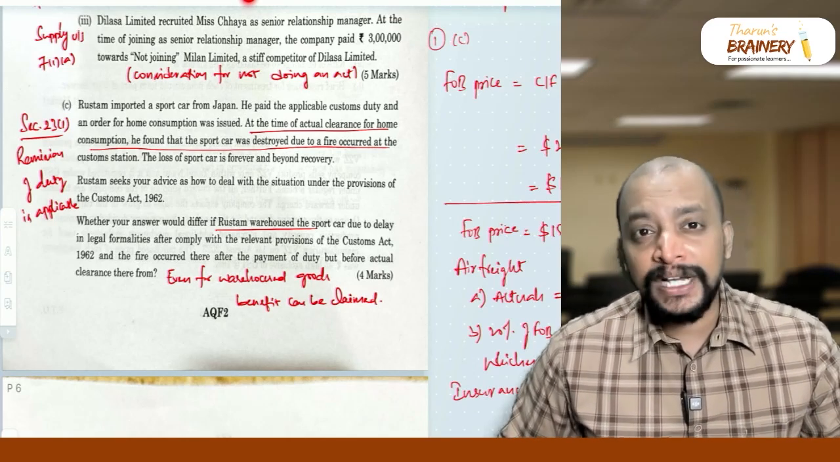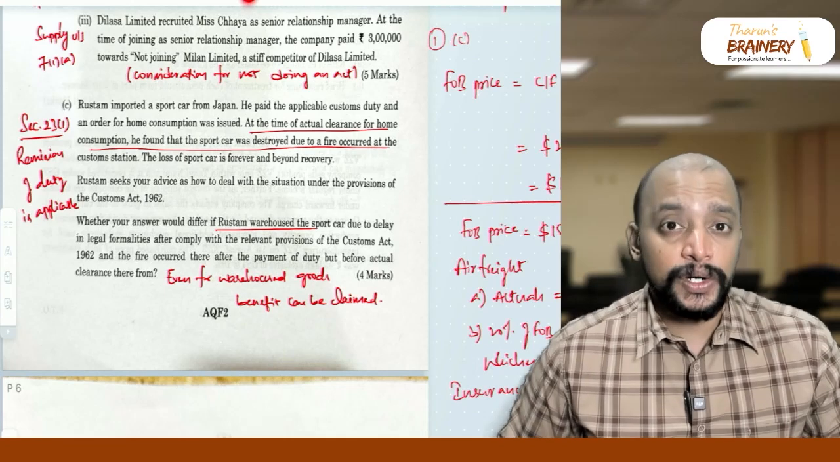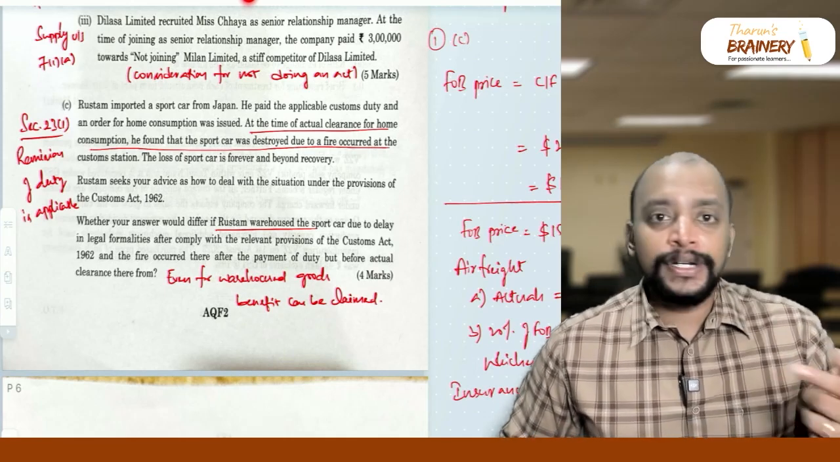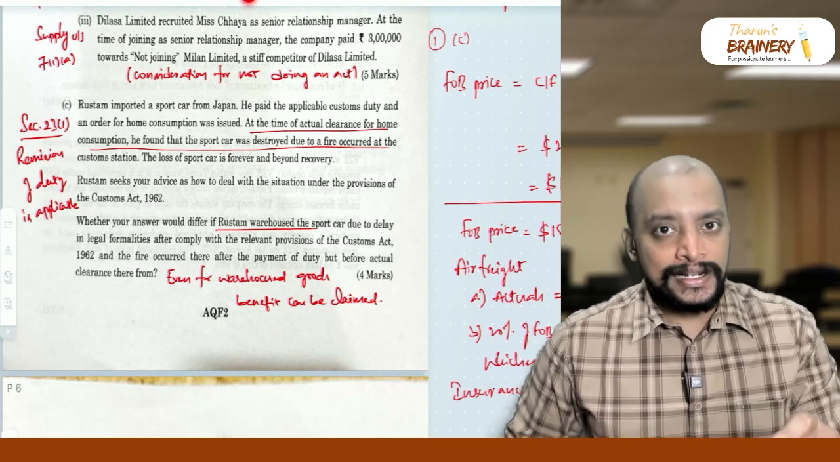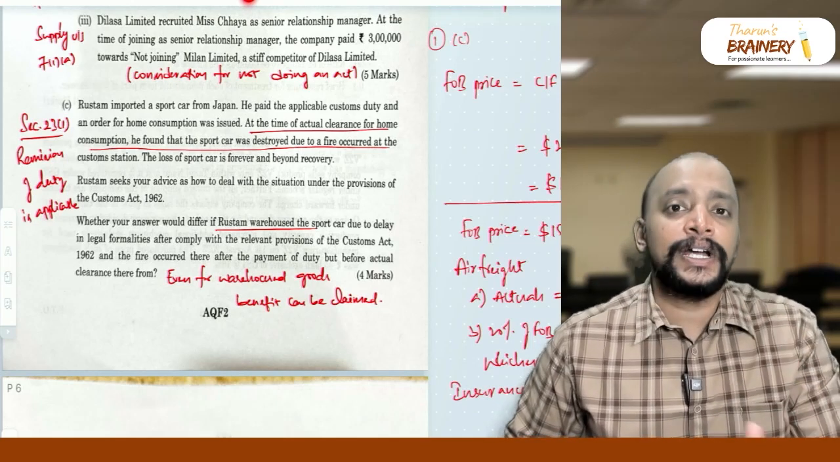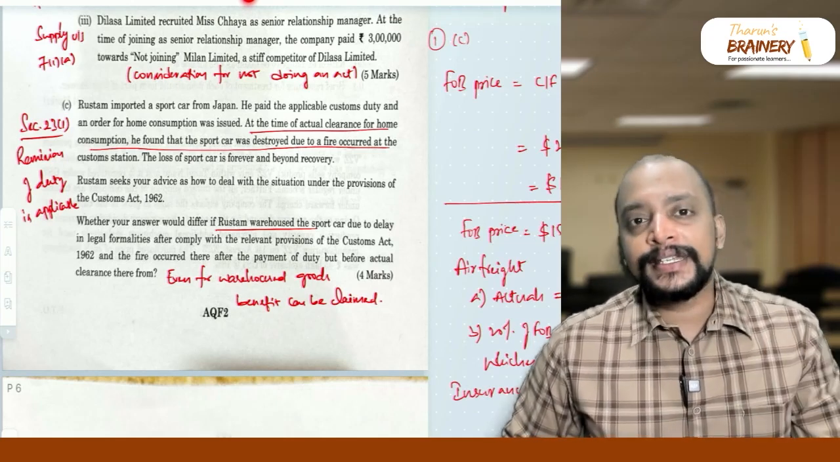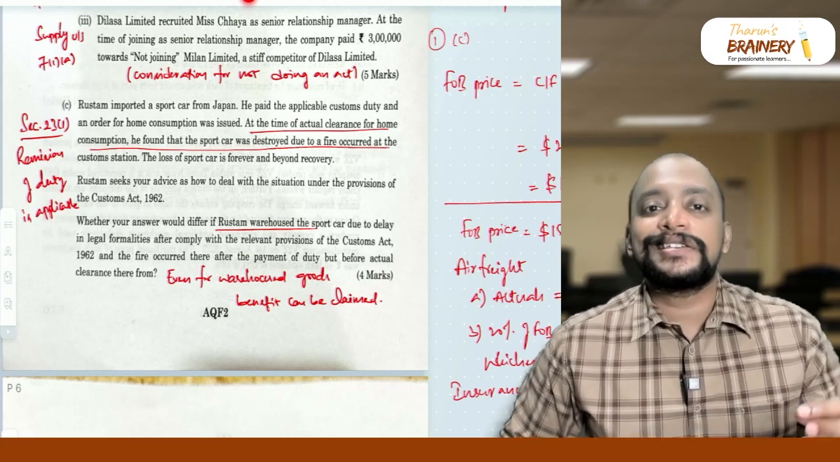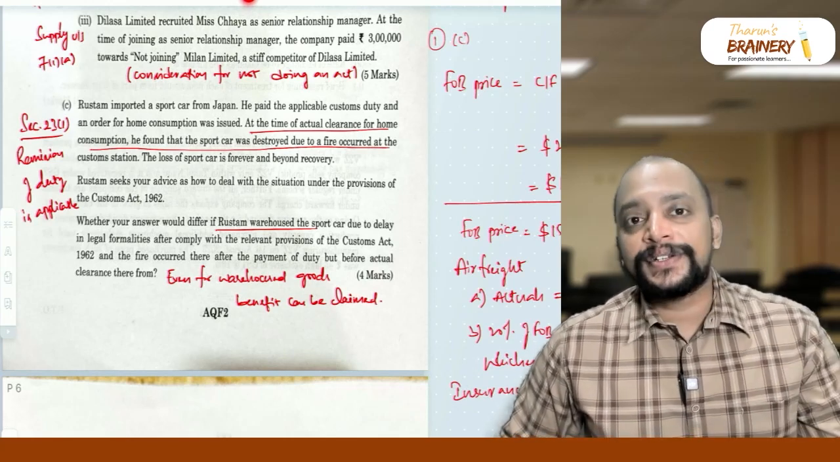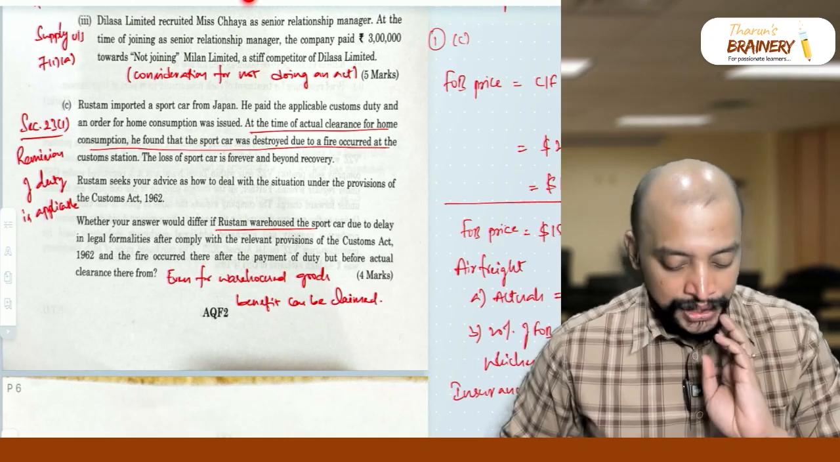So abatement is not applicable. Section 23 subsection 1, remission of duty. Already duty has been paid and the goods are destroyed at any time before actual clearance. Yes, the goods are destroyed before actual clearance. In this case, they can claim for remission of duty. They can prove to the satisfaction of the AC or DC that the goods are destroyed, and whatever custom duty paid, they will be able to get the remission.